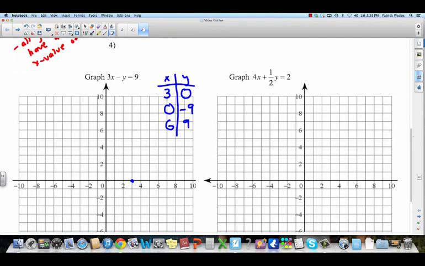Because if you look again, it goes 0, 3, 6, going up by 3 each time, and negative 9, 0, 9, going up by 9 each time. So I'm feeling pretty confident about this. Let's graph this point. 6, 9.